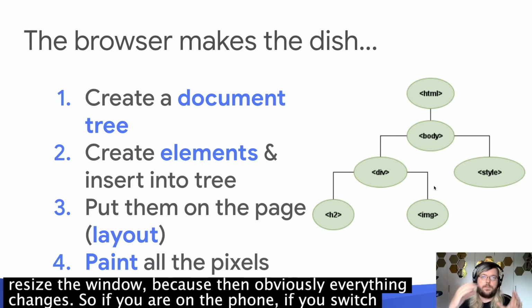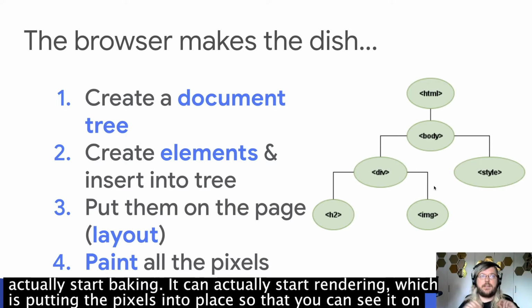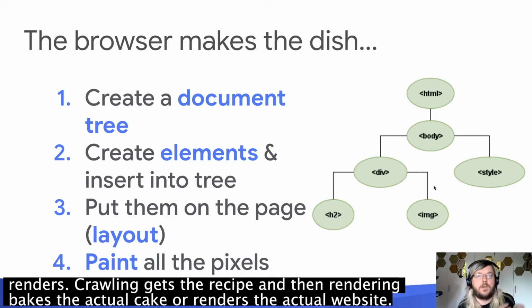So if you are on a phone, if you switch between portrait and landscape, it has to relay out these things. But once it has figured out the layout, it can actually start baking. It can actually start rendering, which is putting the pixels into place so that you can see it on the screen. That's more or less how a website is being displayed. And this is also what Googlebot does when it renders. Crawling gets the recipe, and then rendering bakes the actual cake, or renders the actual website.